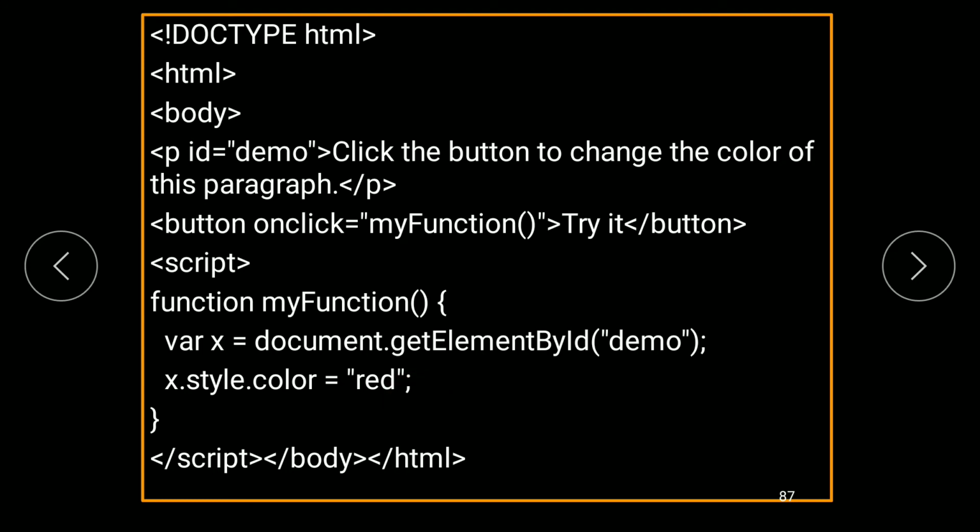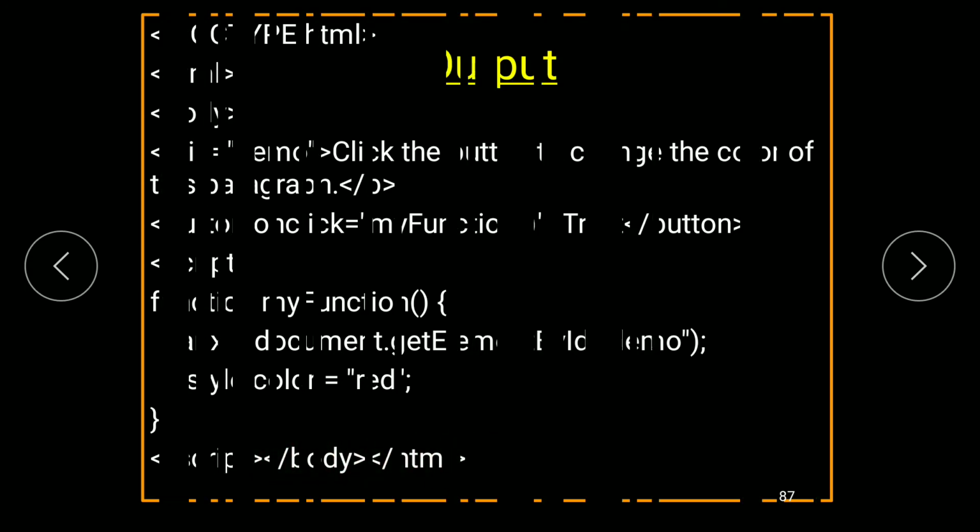By default the color will be black, and when the user clicks on that button and the function gets called, then in that function we change the color of the paragraph to red. Okay, is that simple? Then script close, body close, and html close. Now we are going to see the output of the program.